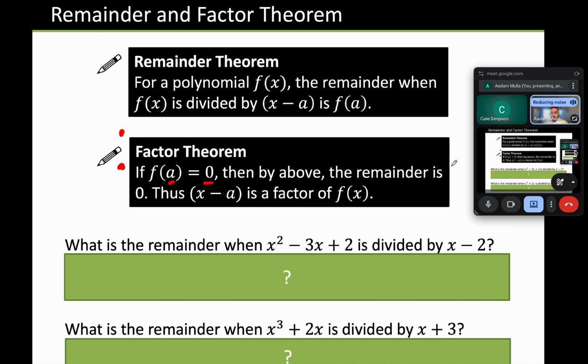The one on the bottom says, what is the remainder when x squared minus 3x plus 2 is divided by x minus 2? So I could do this using division, but I could use these theorems to help me. Because I've got x minus 2, the opposite of that will just be 2. So if I substitute f of 2 into here, let's see what we get. We get 2 squared minus 3 times by 2 plus 2. Just work that out for me.